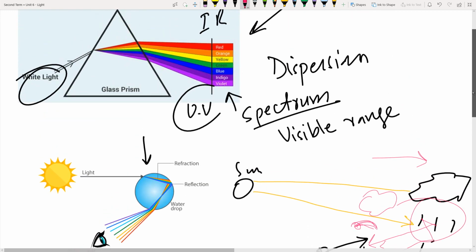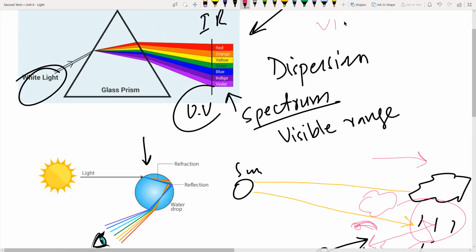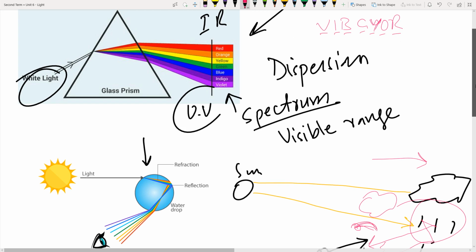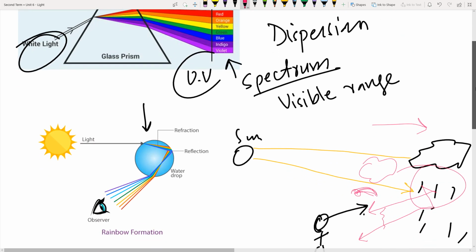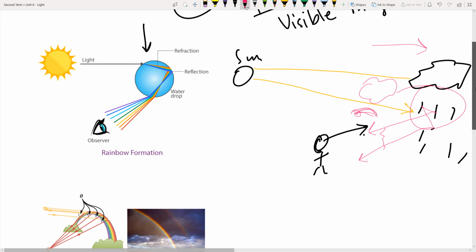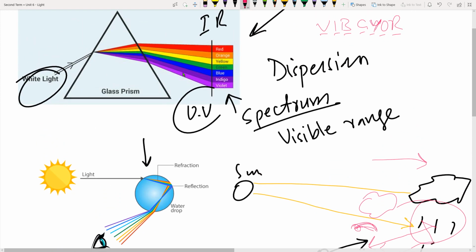Now remember these colors. I told you that I remember this in the reverse order, which is VIBGYOR, right? Violet, indigo, blue, green, yellow, orange, red. The other way around can also be remembered. I just remember it from the fastest towards the slowest, right? This is the speed range, and why is violet at the bottom? Because it's the fastest, so it will have the most change in the angle.